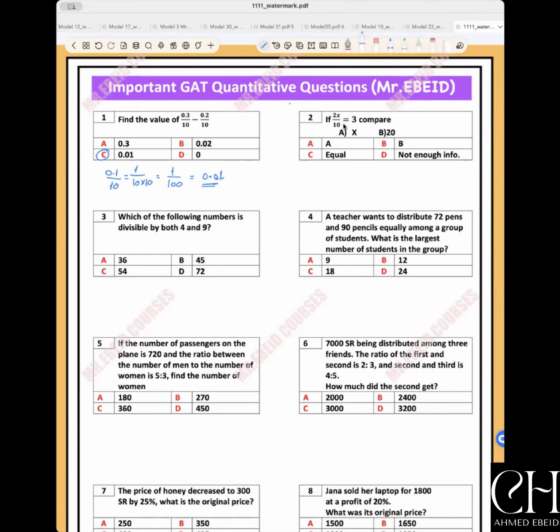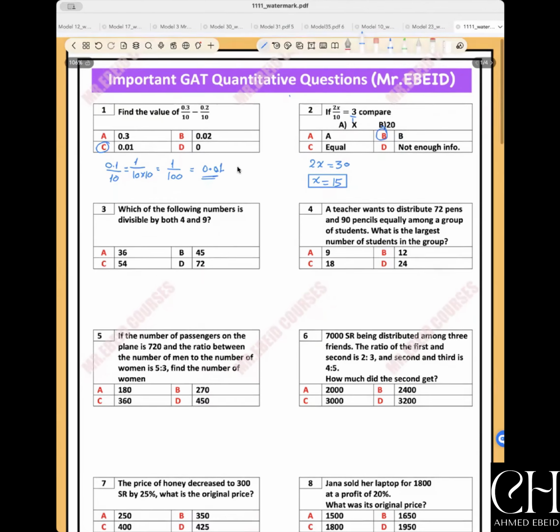Question 2. If 2x over 10 equals 3, compare between x and 20. In this question, you can make cross multiplication. You can multiply 2x times 1, it will be 2x. And 3 times 10, which equals 30. Then divide both sides by 2, it means x equals 15. So the value of x equals 15. It means B is greater.